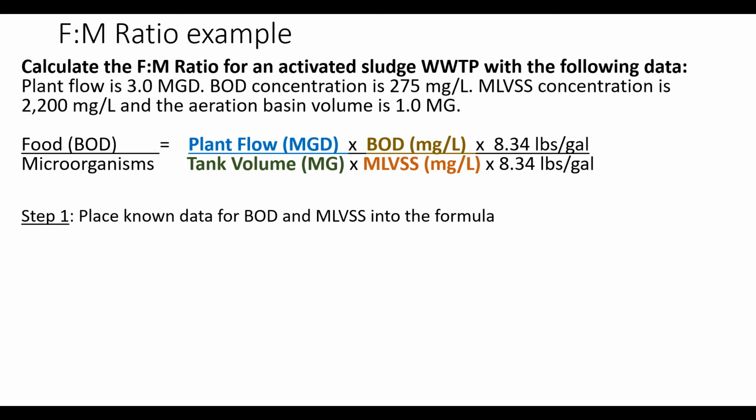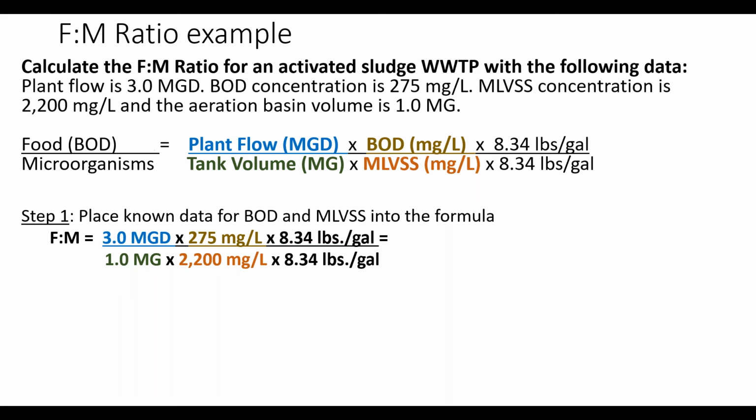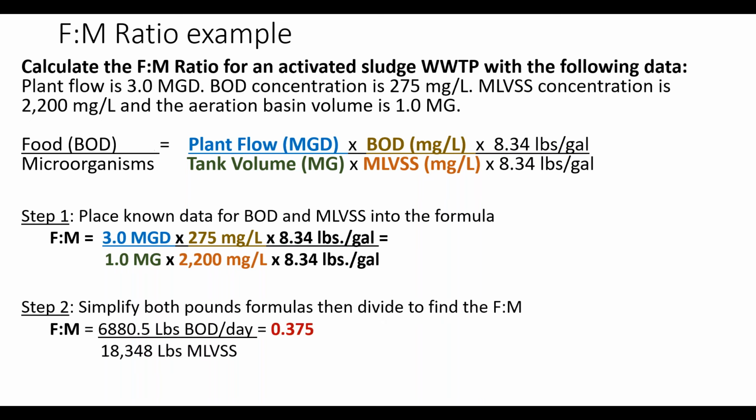So first of all, let's put our known data for the plant flow and the BOD on top, and on the bottom, the known data for the tank volume and the MLVSS. We have 2 pounds formulas that we can calculate. We're going to simplify those both. We find out that there's 6,880.5 pounds of BOD coming in each day. And in our tank, we're holding 18,348 pounds of microorganisms to consume it. And we have an F/M ratio of 0.375.